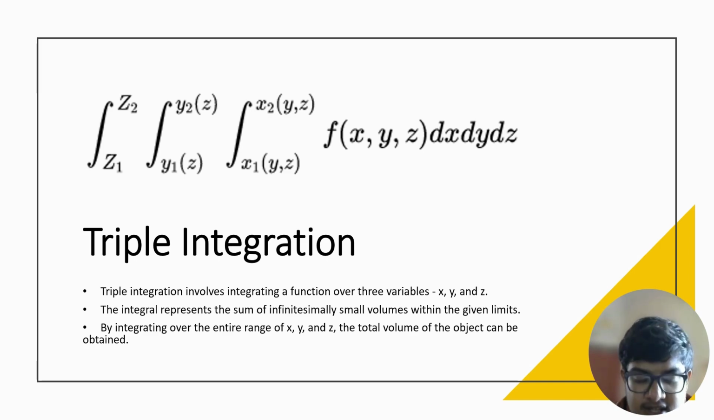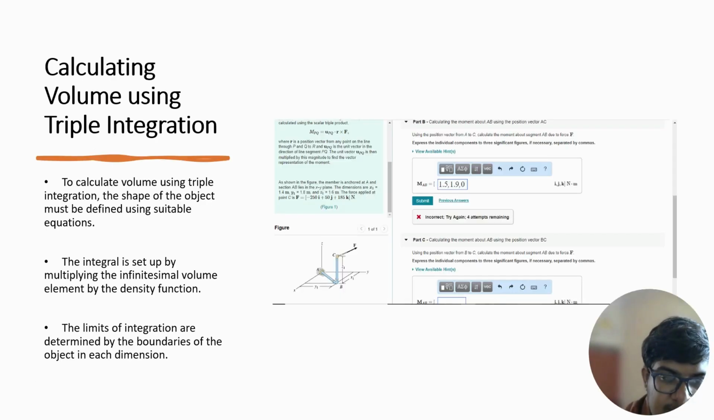The integral represents the addition or the sum of infinitely small terms. Like I said, they'll have very small lengths or very high lengths. When you can't use normal values, you use integration with limits so that you can calculate it easily. So by integrating over the range of x, y, z, the total volume of the object can be known. So let's go to the next one.